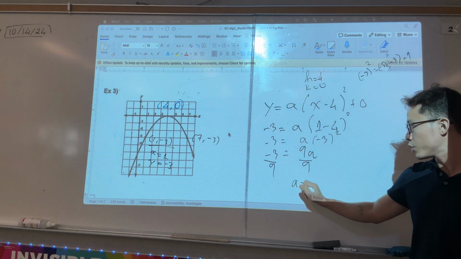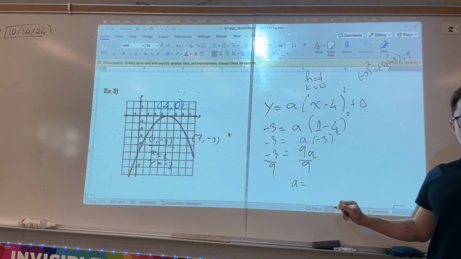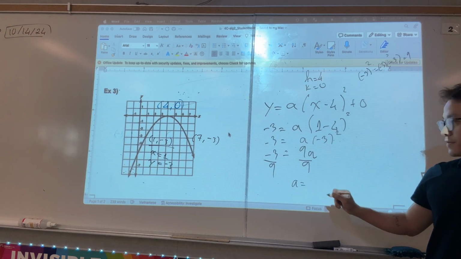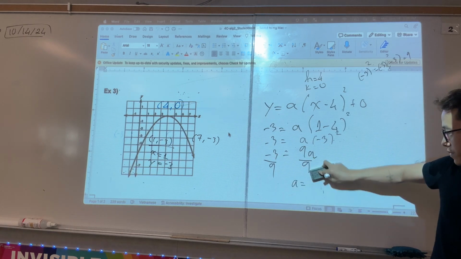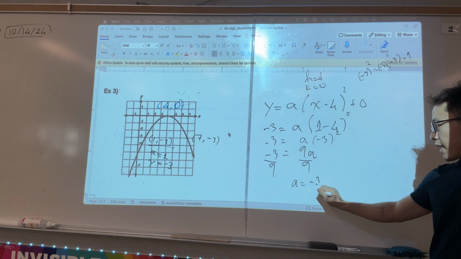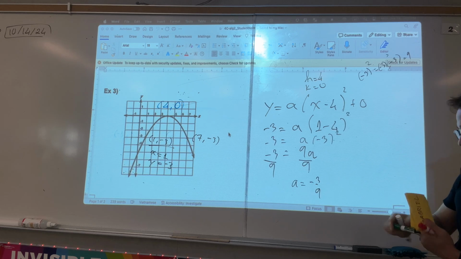And then a goes to? Negative 3 over 9. I don't know, give me a fraction, don't give me 1/3. Negative 1/3. Okay, if you don't know, it's negative 3 over 9. You divide both by 3, and then you become negative 1/3.